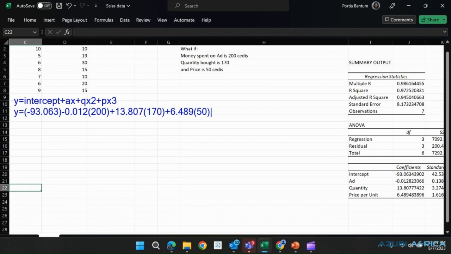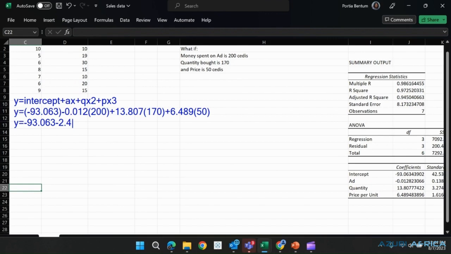This is the value that we are going to get, and this is how our equation is going to look like. So let's go on and do the various multiplications for it. So we know Y is equals to negative 93.063. And then we are going to multiply negative 0.012 by 200. We are going to get negative 2.4.